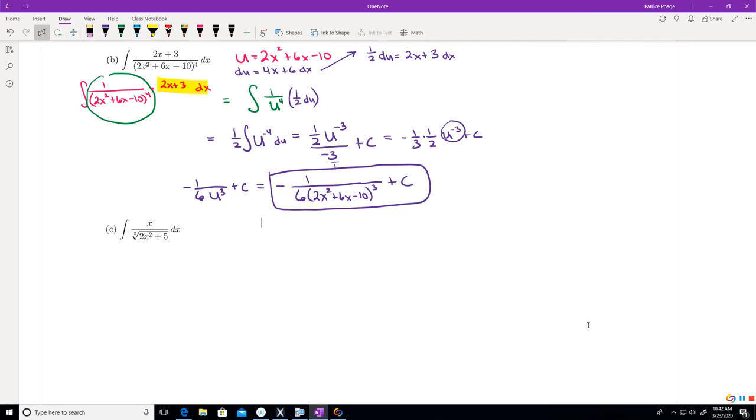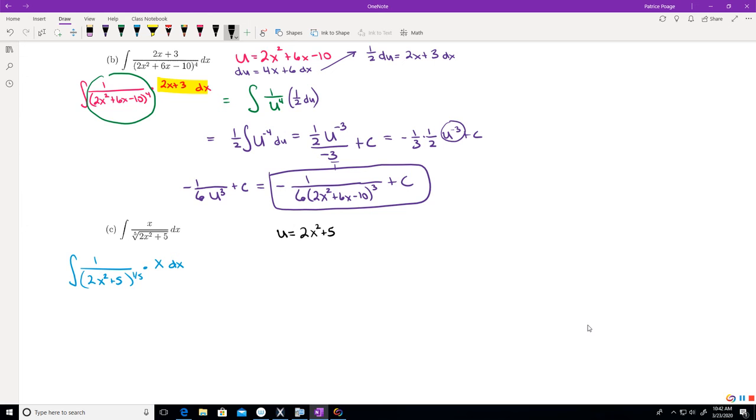All right, one more problem. So it's a fraction. I can separate this. I can make it 1 over, the 5th root is the same as the 1/5 power of all that, times my numerator. So to have a bunch of stuff raised to a power, that's what I'm going to let my u equal. So my u will equal 2x squared plus 5.